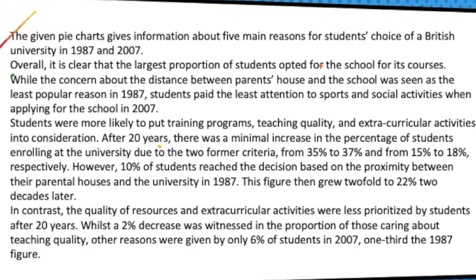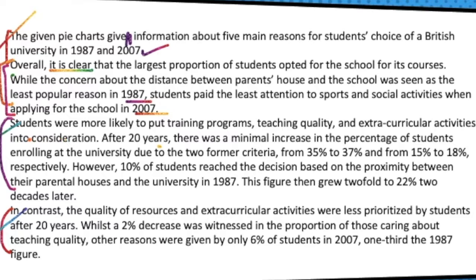This is the model answer for this particular question. This is the paraphrasing of the question. This is the overview. This is detailed para 1 and this is detailed para 2. Overall it is clear, the largest proportion opted for the school for its courses, which was 37% as we had seen, while the concern for distance was seen as the least popular reason in 1987. Then it increased in 2007, and then we will talk about the details in the subsequent 2 paragraphs. So as we see, this was the main feature that we observed, right?